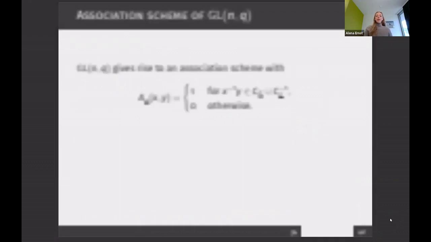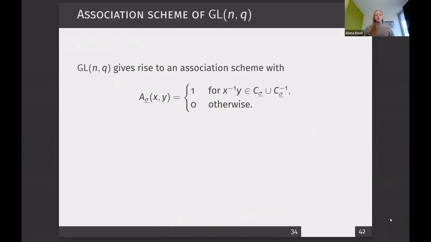Right, as I just mentioned, we wanted to apply the weighted version of the Hoffman bound. So we have to get an association scheme that we want to work with. And the one we pick is the following. Our vertices are again the elements of the finite general linear group, and the adjacency matrices are given by the following.